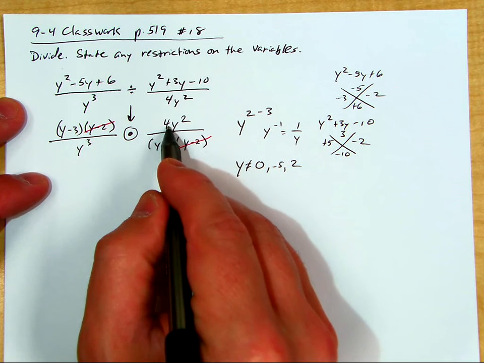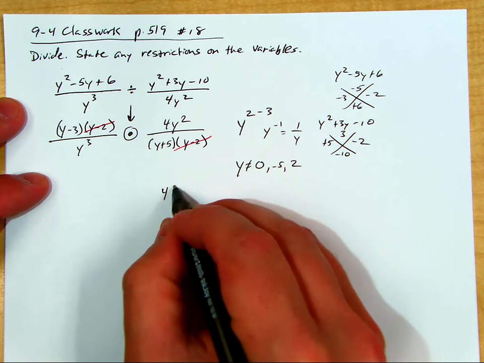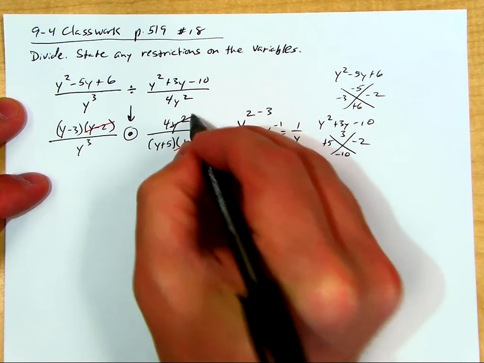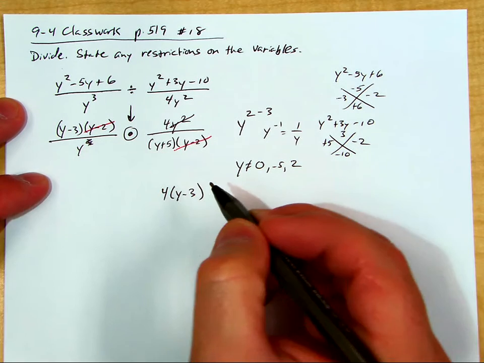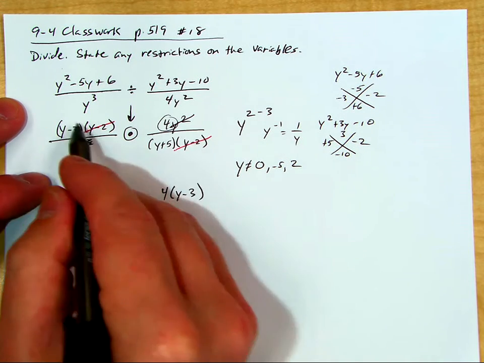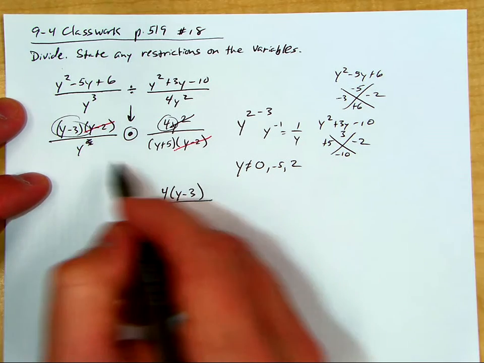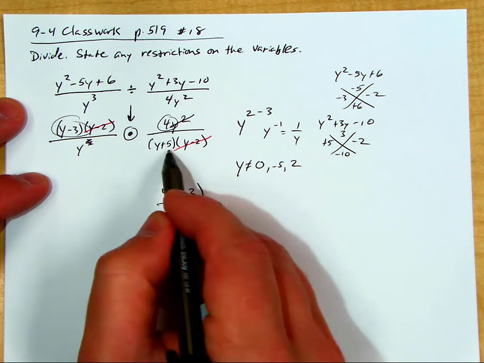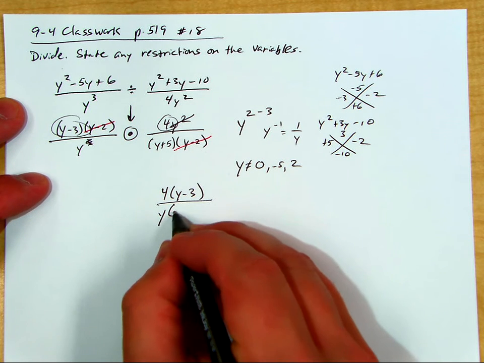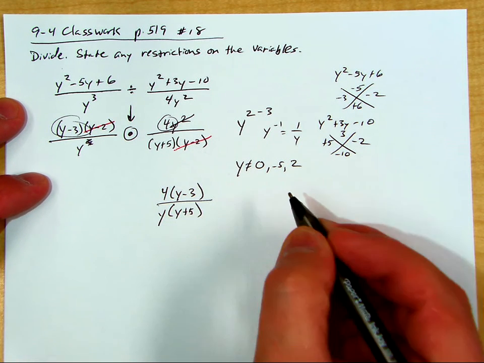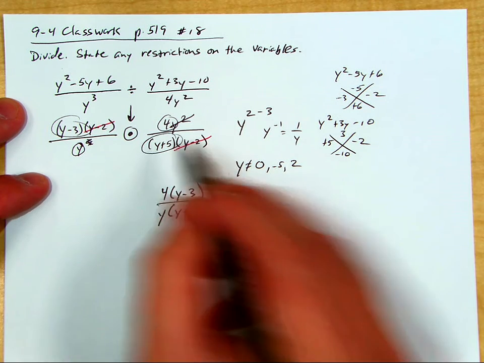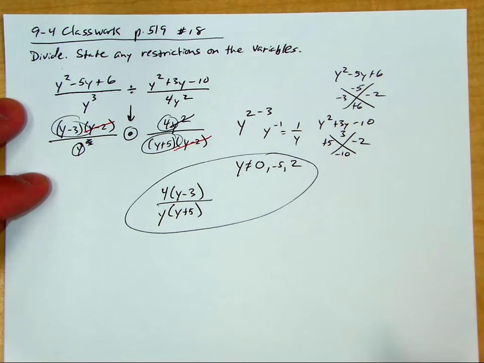We have a 4 times y minus 3 left on top. This y squared is going to cancel. All but one of those is going to cancel. 4 times y plus 3 on the top. And a y times y plus 5 on the bottom. That one and that one with those restrictions right there. That's the answer.